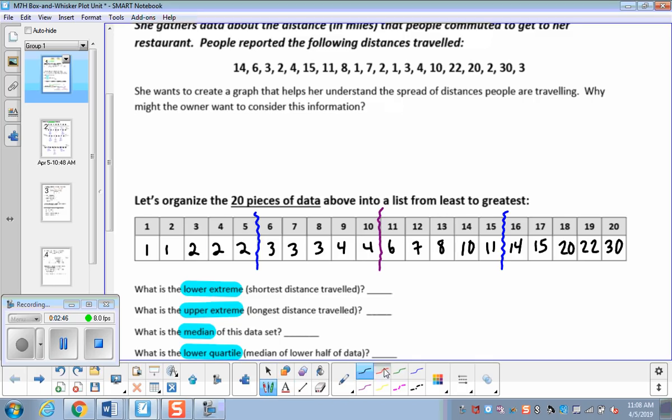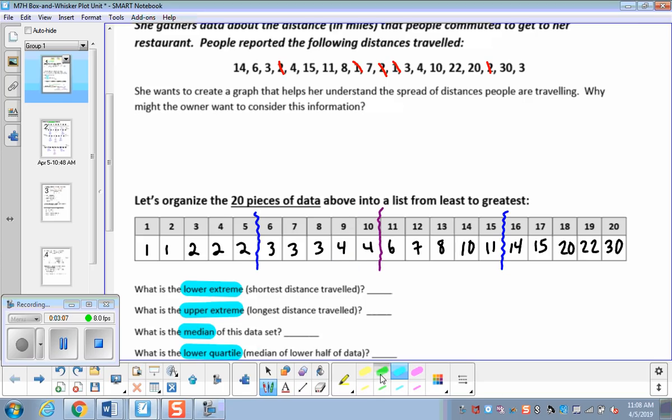Another strategy that I have while you're doing this is to cross them out along the way. So as you look up here and you see that you've got a 1 and then another 1, when you write them here, just cross them out. Then as you see a 2, and a 2, just cross them out up here as you're listing them out, and then you'll know you've got all of the data in your list from least to greatest.